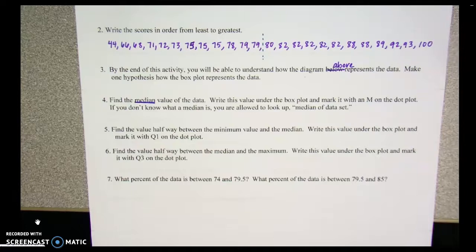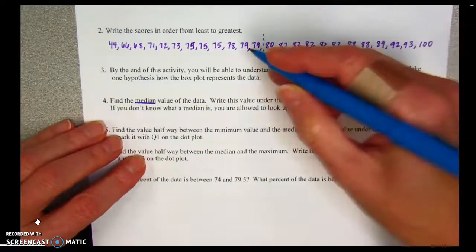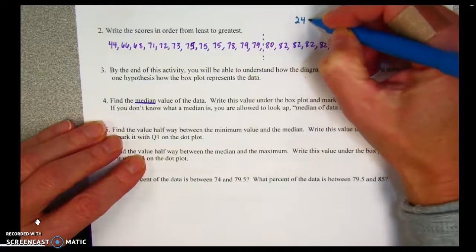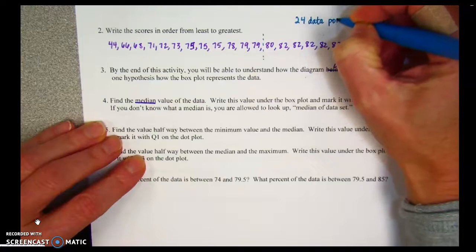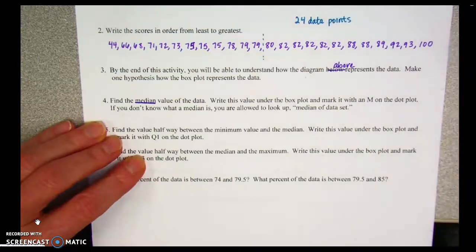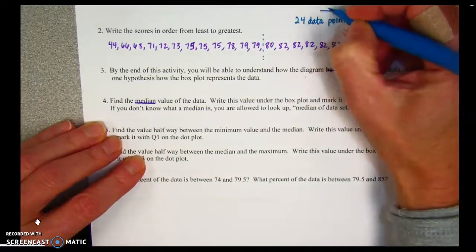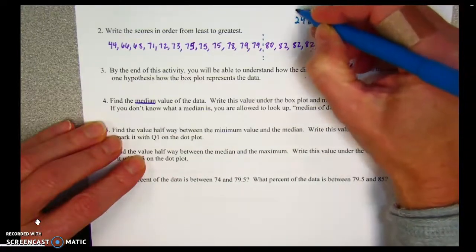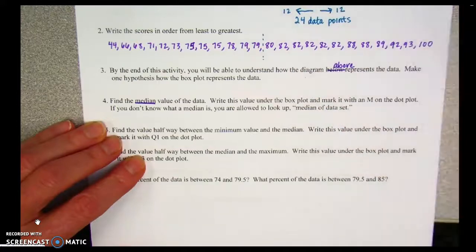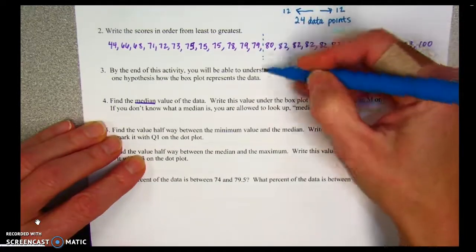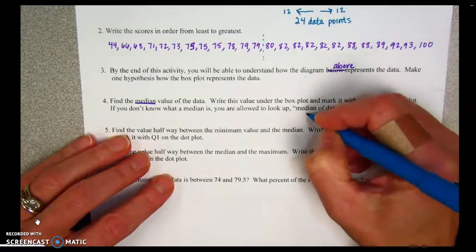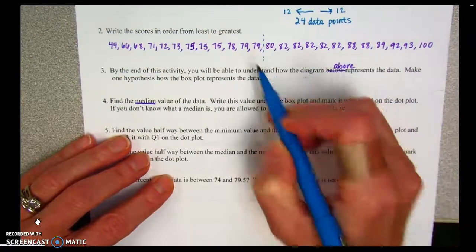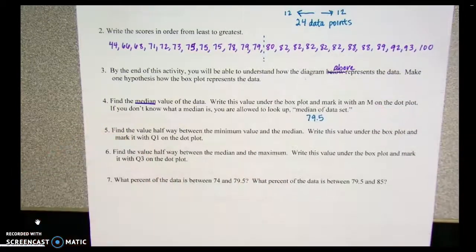Another way to think about finding the median is I know that there were 24 values here. We call these data points, even though they're just numbers. 24 data points. If I divide this in half, that means that I need to have 12 on one side of the median and 12 on the other side. So I could have just counted to 12 and figured out, okay, that's the place that's in between. Either way, it's fine. The median is 79.5 because that is halfway in between 79 and 80.